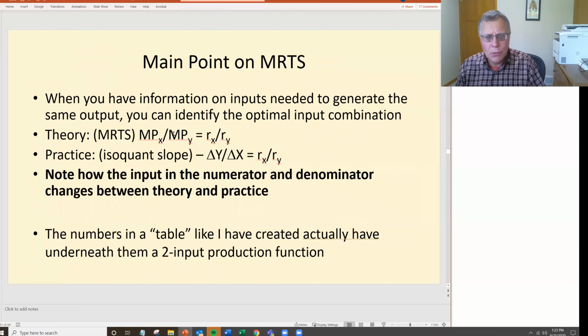So the main point on all this is that when you have information on inputs needed to generate these same output combinations, you can identify the economically optimal input combination. We've done it on the theory side with the ratio of the marginal products equal to the ratio of the prices of the inputs. We call that the equal marginal principle.